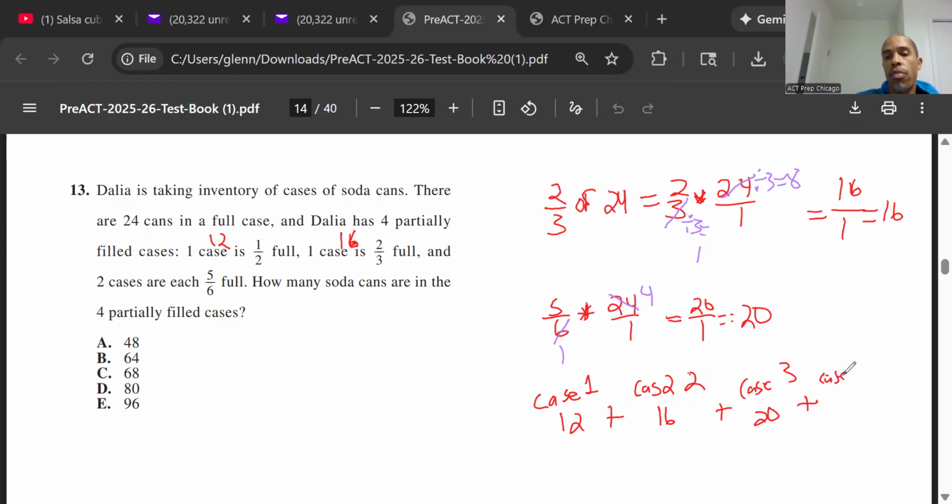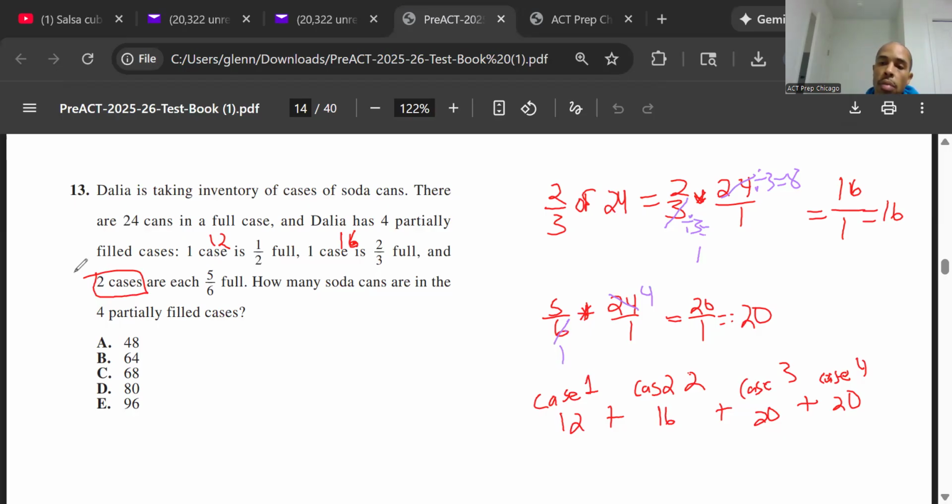Case four. I bet you some students will miss this because they will only do three cases. They'll only do 12, 16, 20 after doing the multiplication, not remembering that it said there are two cases that are each 5/6 full. Okay, so we had to have two from there. How many soda cans are in the first four partial cases?